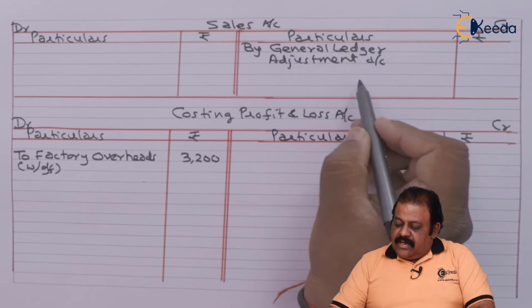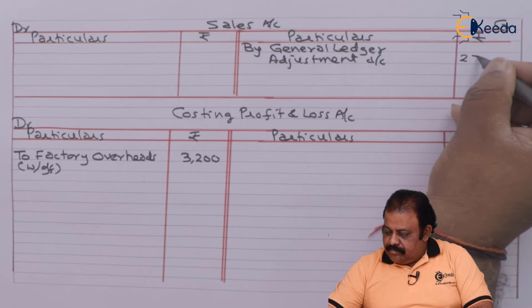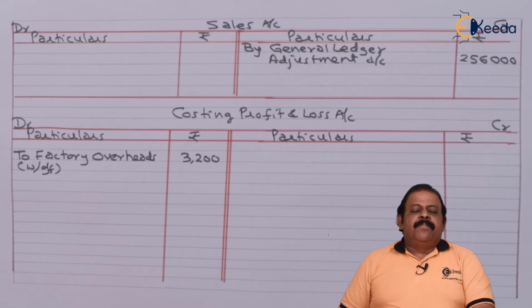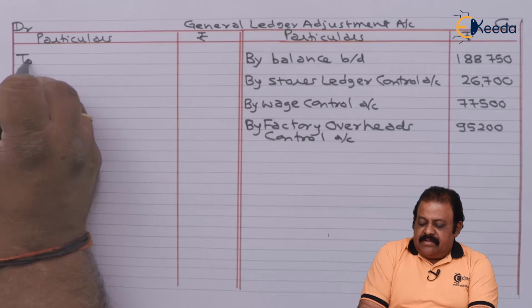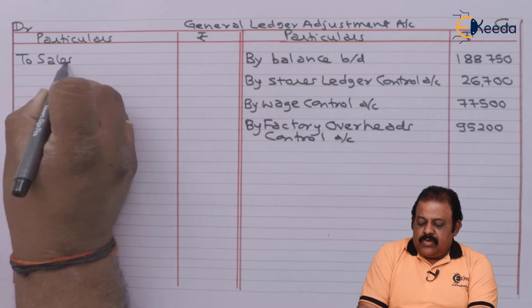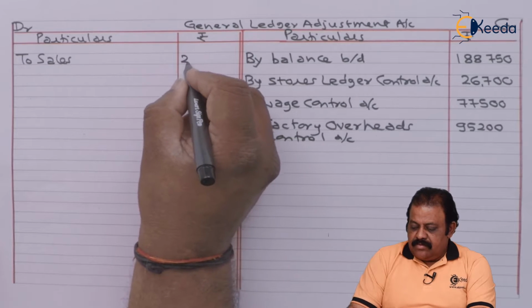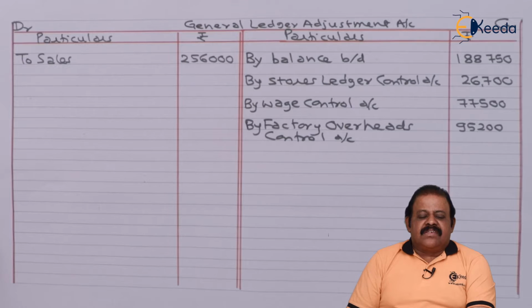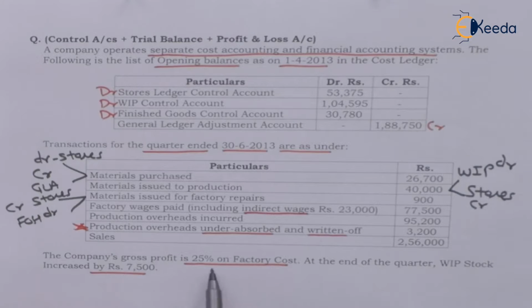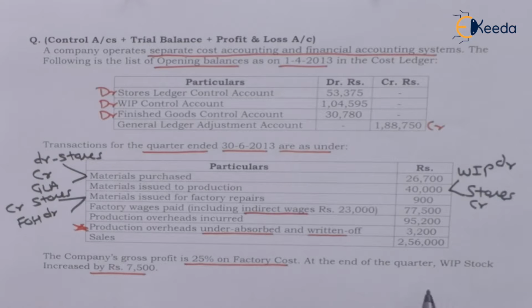By general ledger adjustment account, 2,56,000. In general ledger adjustment account, on debit side, to sales, 2,56,000. The company's gross profit is 25% on factory cost. At the end of the quarter, work in progress is increased by 7,500.